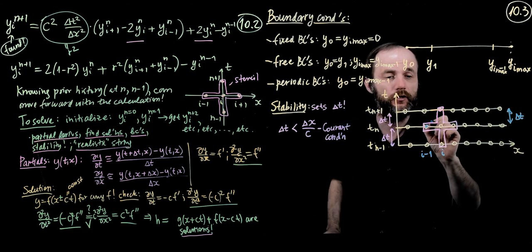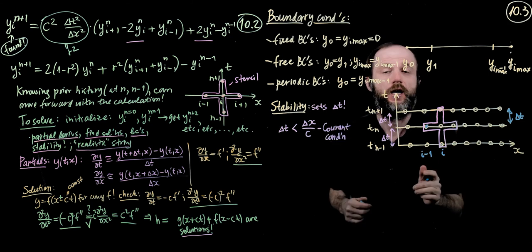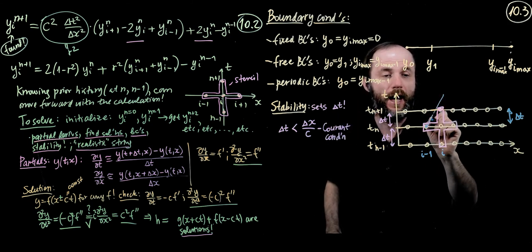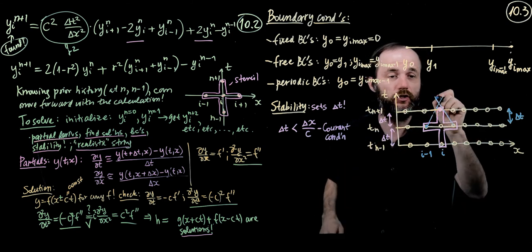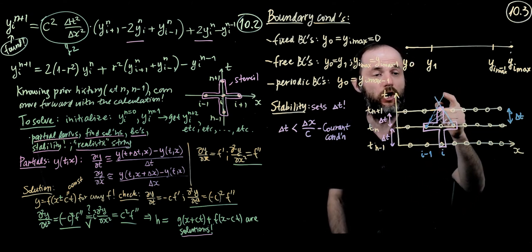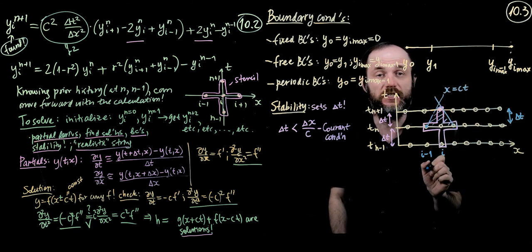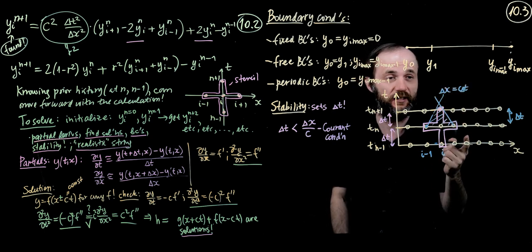So what it means is that if we were to send the waves left and right, they would need to enclose our solution point over here, such that no information from outside will have a chance to get inside of this triangle. And because the equation for the wave is that x is equal to ct, it means that delta x is equal to c delta t.